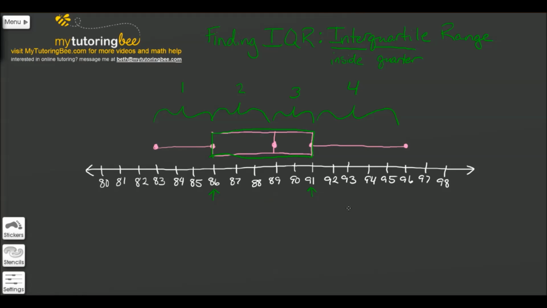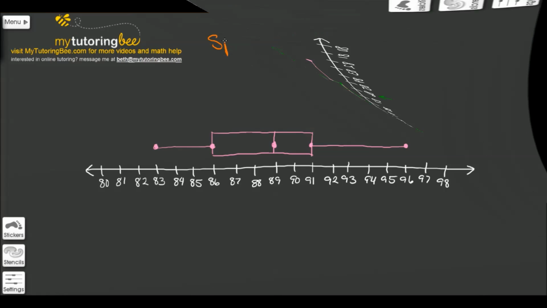So we've got 91 and 86. 91, remember, is our third quartile, and 86 is our first quartile, so we simply need to subtract those. It's just the difference between quartile 3 and quartile 1. So 5 is going to be our IQR. When we subtract those, we get 5.